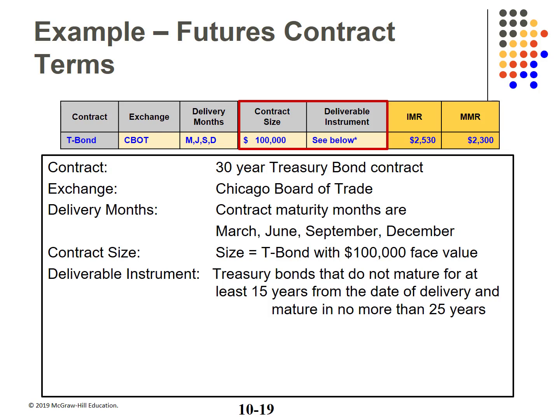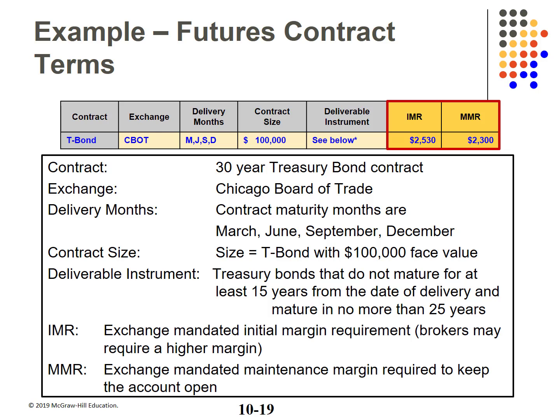The contract calls for delivery of bonds with a 6% yield, and a price adjustment is made if they are not 6% yield. There's a concept called cheapest to deliver, which allows a variety of long-term bonds to be delivered against this contract. It significantly increases liquidity. Initial margin at this time was $2,530, maintenance margin $2,300.